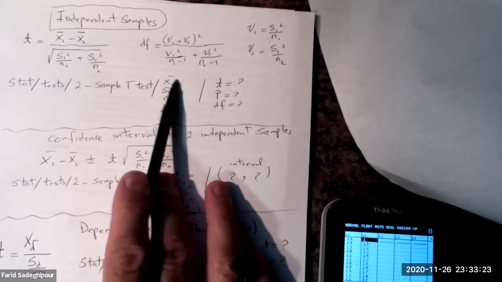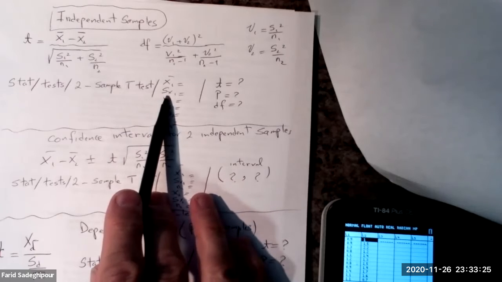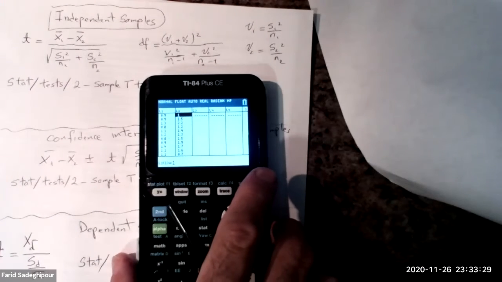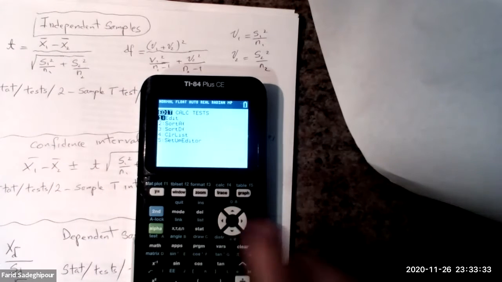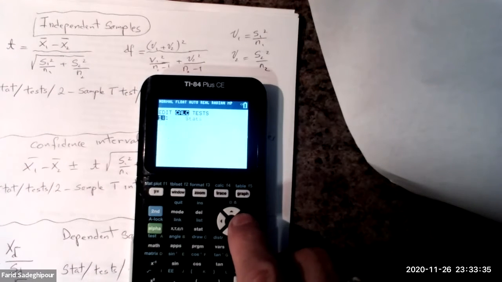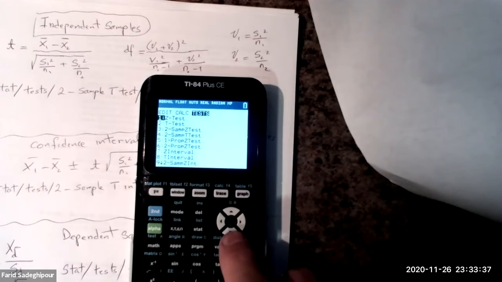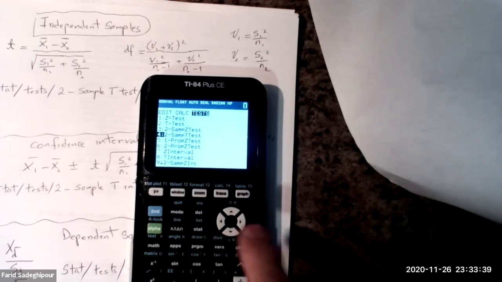And rather than having x1 and s1, we already have all the numbers in L1 and L2, okay? So what you do is you just go to stat, test, and you go to number 4.